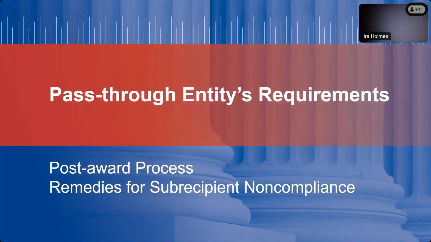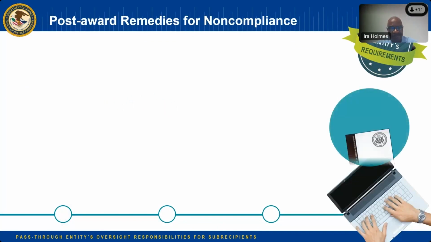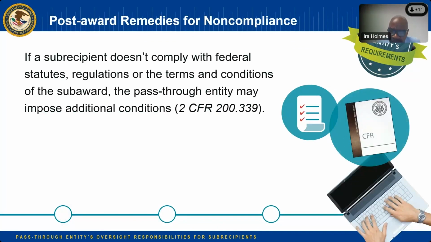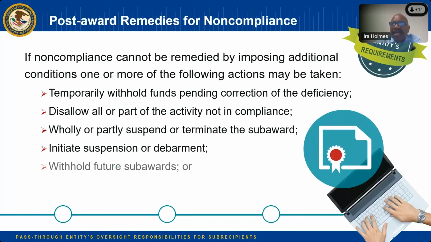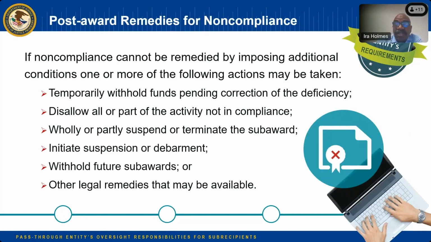Now, the remedies for subrecipient noncompliance. The uniform guidance, in 200.339, gives you direction for possible actions if a subrecipient doesn't comply with the federal statutes and regulations of the subaward. If noncompliance can be remedied by imposing additional conditions, these actions can be taken.